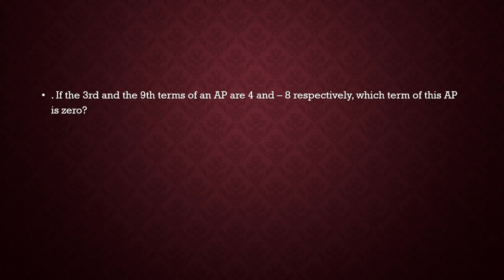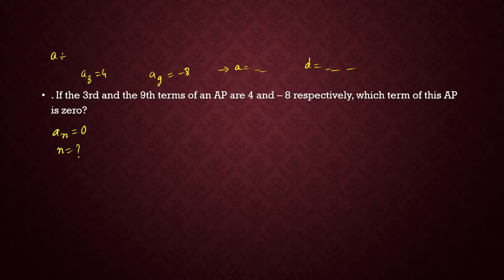If the third and the ninth terms are given to you, which term of the AP is 0? You can solve this by yourself, I guess. So they have given you the value of A3 as 4, A9 as minus 8. So from this, if you solve these two equations, you will get the value of A as some number and value of common difference also you will get. After that, what you have to do? You have to consider that An is equal to 0 and you have to find the value of n. If you have not understood, let me discuss the question itself.